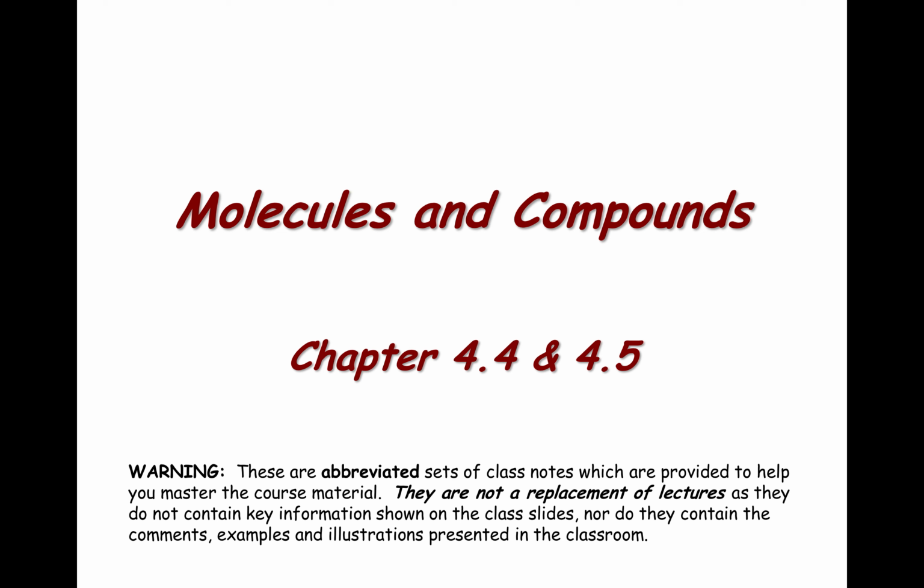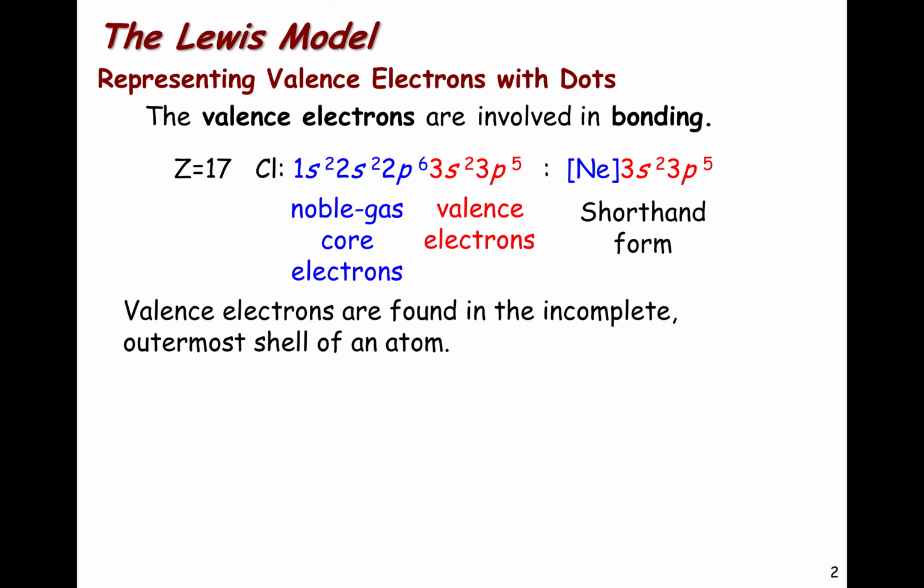This video will be discussing how to use Lewis dot structures to understand the bonding in molecules and compounds. Lewis dot structures are a convenient way to represent the valence electrons in a particular atom and therefore give us some information about how we can go about connecting atoms to one another to form molecules.